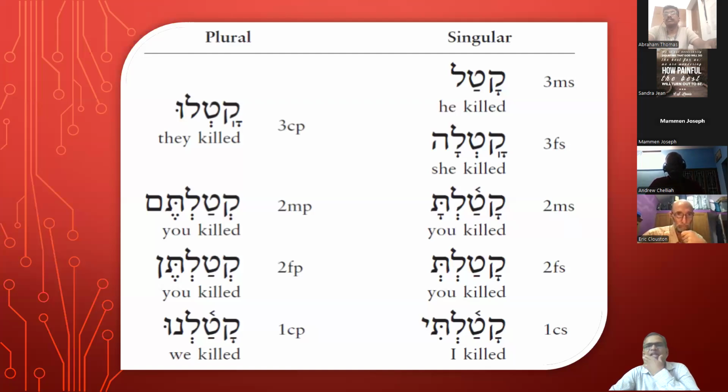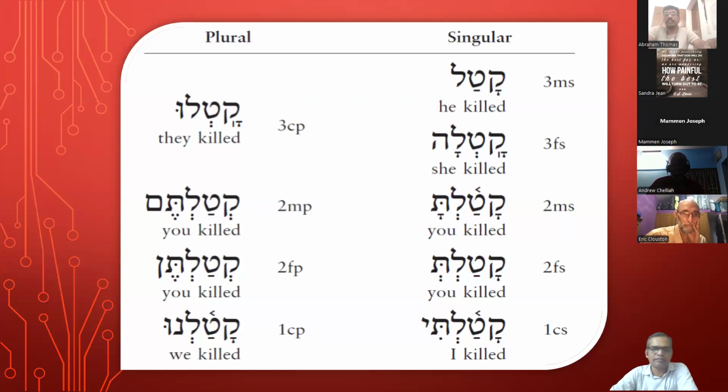So if you see here, katal becomes katela when qamets he is added. Katal becomes katalta when tav and qamets are added. Katal becomes katalt when tav and sheva are added. Katal becomes katalti when tav with hireq yod are added. And in the plural form, katelu, shureq is added to katal.